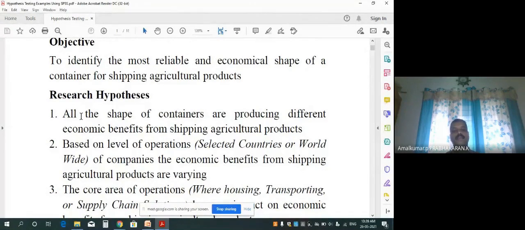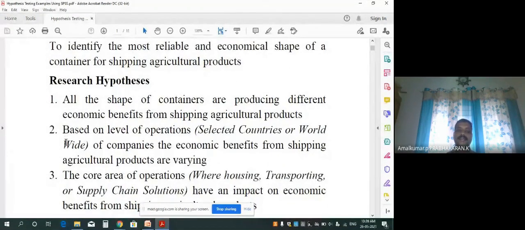Again, the researcher developed another research hypothesis, based on the level of operations. In a shipping company, there are two levels of operations: selected country oriented operations, and companies operating worldwide. So based on the level of operation of companies, the economic benefits from shipping agricultural products vary. This is similarly developed based on the existing theory, the available literature, or the researcher's experience.